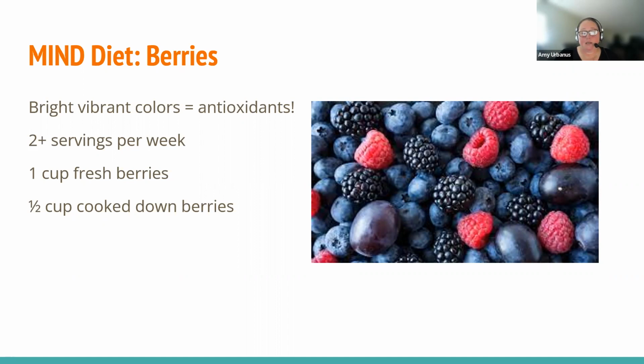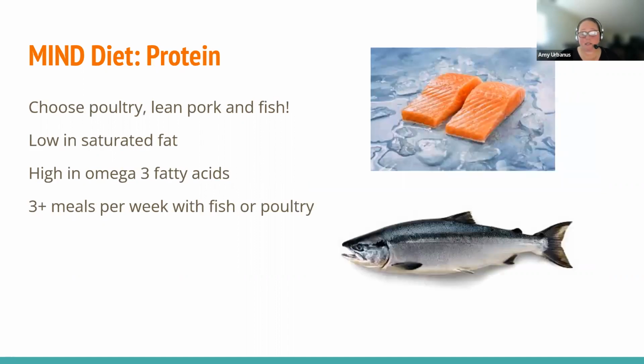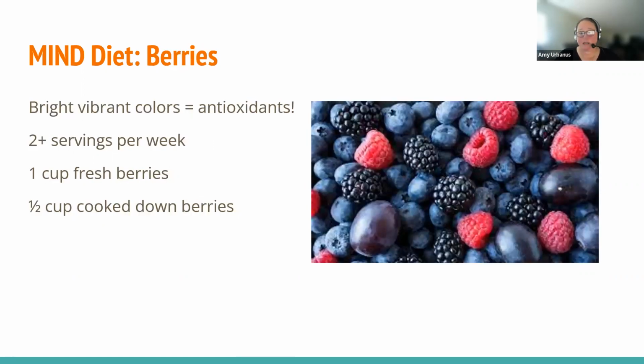So just a cup of fresh berries or a half a cup of cooked down berries, like if you're making a, oh gosh, I can't even think of the word. I'm thinking like compote, but I don't think that's the right word. But if you've cooked down some of your fruit, and then definitely same with the frozen berry mixes, those are fantastic. Those are readily available at any of our grocery stores or at Costco or anything like that. Okay, next slide.